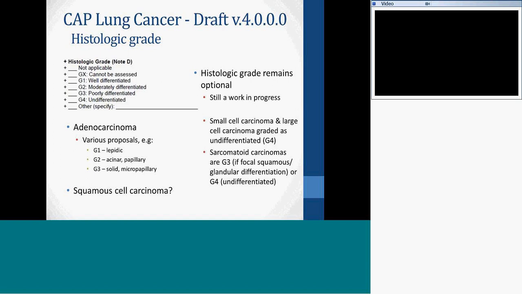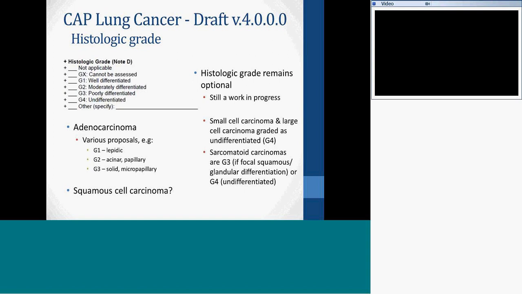One parameter that seems to be of some interest is tumor budding, whether there's inflammation at the edges of tumor nests of various sizes or single cells, and this may be of some prognostic significance. But we'll look forward to more studies in the coming years on grading, and hopefully consensus sometime soon.